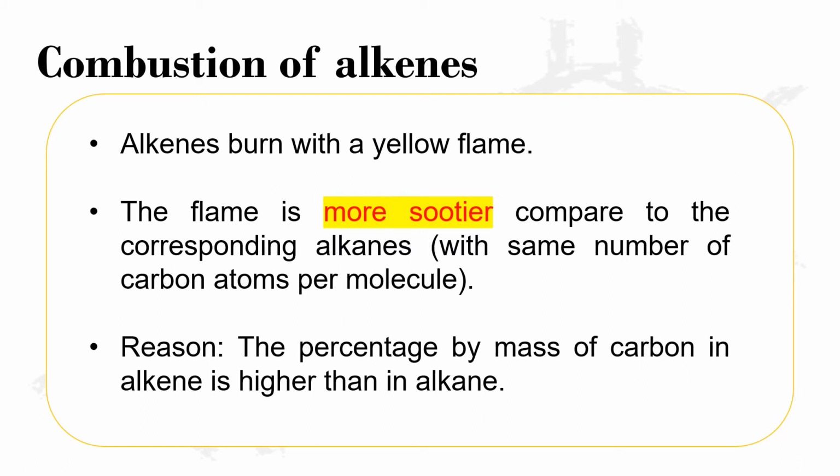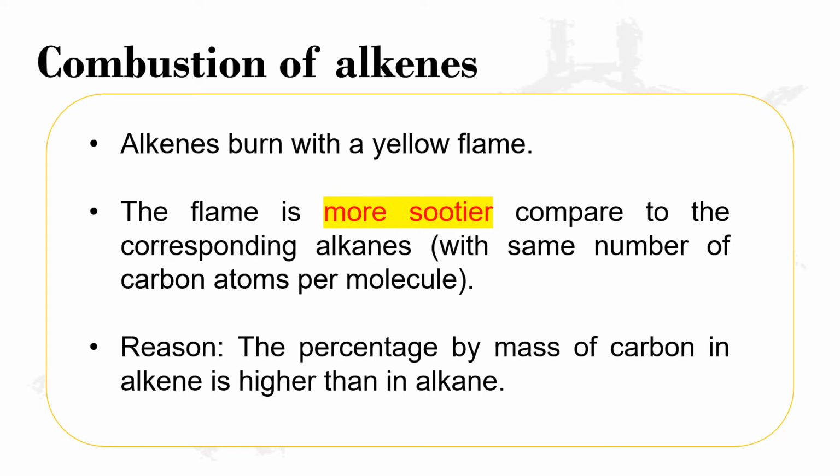As you can see, there's a picture on the last line. It's how you conduct an experiment on the combustion of alkenes. Note that alkenes will burn with a yellow flame. Sometimes you will notice that the flame has a black color. This we call sootiness. Why? Because it contains carbon. You are burning a carbon compound.